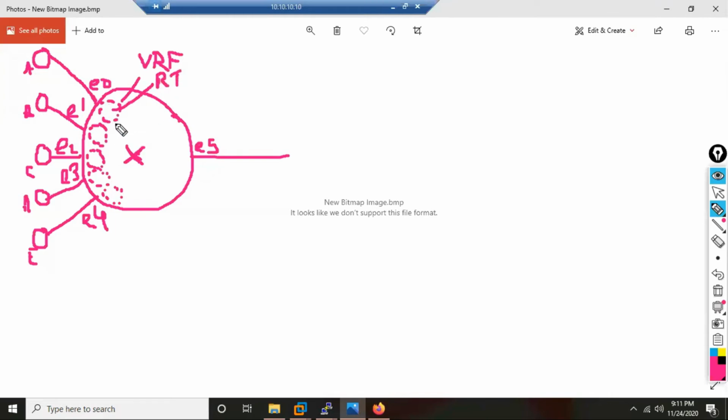So every virtual router will have its own routing table, but every virtual router will have what? Physical interface, not virtual interface. So previously, E0, E1, E2, E3, E4, or E5, all the interfaces, the physical interfaces of this router, let's say this router is R3. So all the physical interfaces of this router R3, they were part of which routing table?